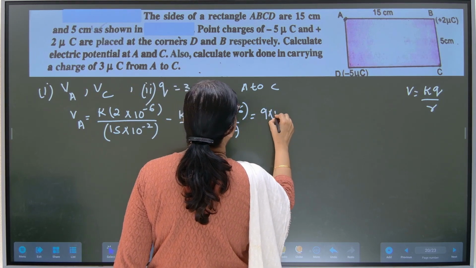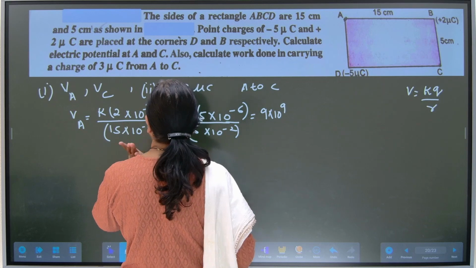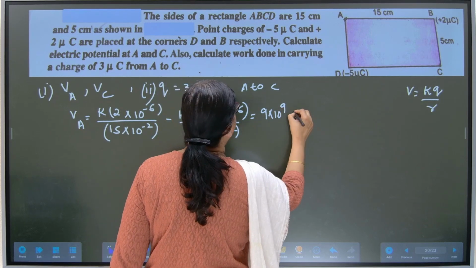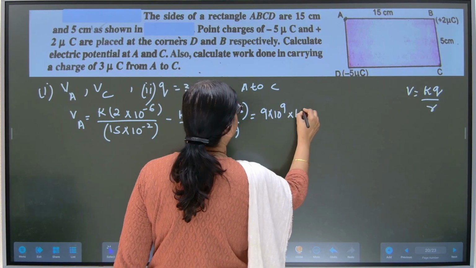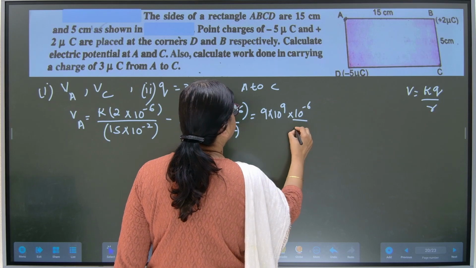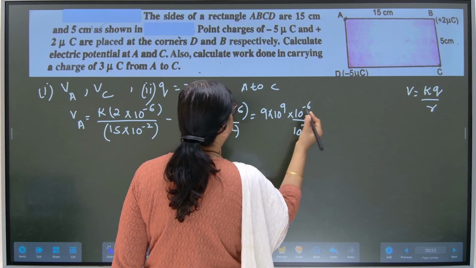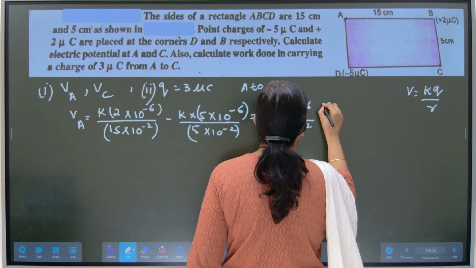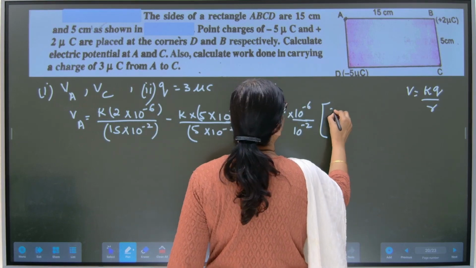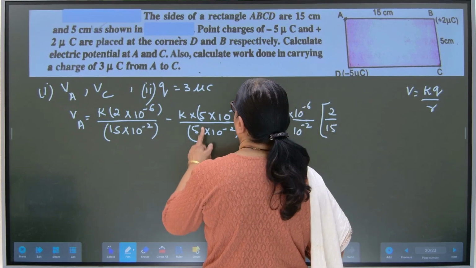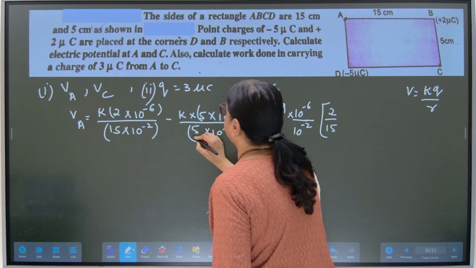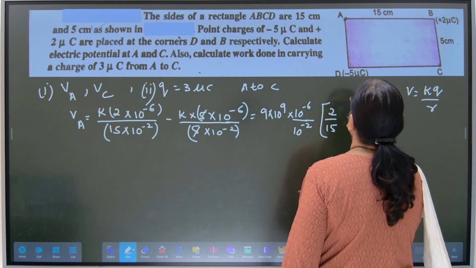9 into 10 raised to 9. That I can take common. I can take 10 raised to minus 6 also common. Both have it. 10 raised to minus 2 also common in the denominator. Both the terms have it. So what am I left out with? 2 upon 15 minus 5, and 5 I can cancel here. So I am left out with 1.